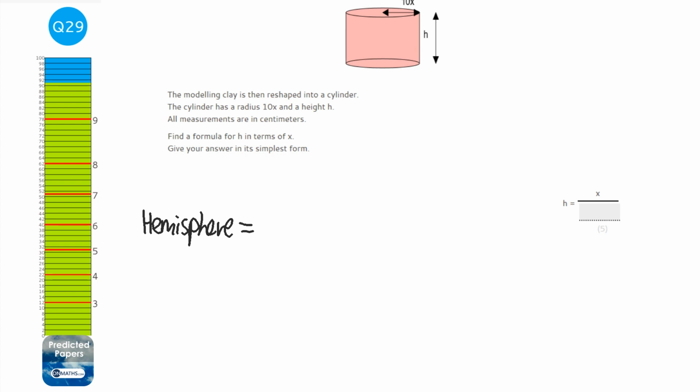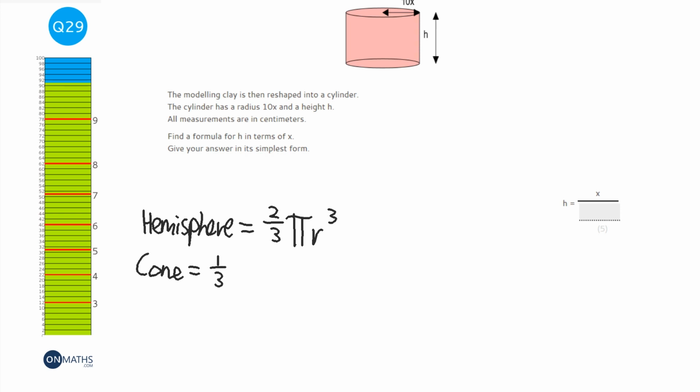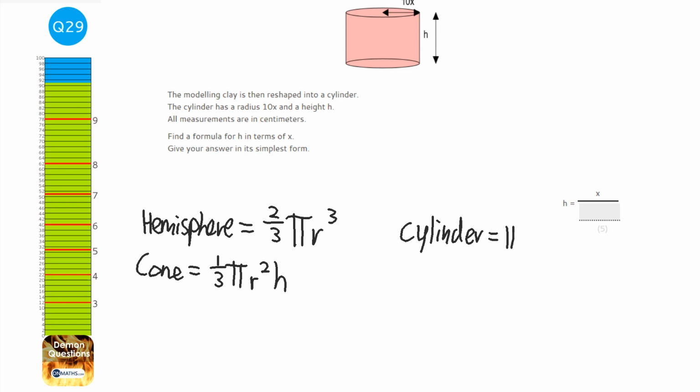So a hemisphere is the volume of a sphere and then halved. So instead of 4 over 3, I can just say 2 over 3, which is half of 4 over 3, pi r cubed. The cone that we've got is going to be 1/3 pi r squared h. And then the cylinder we have is the area of the circle times the height.